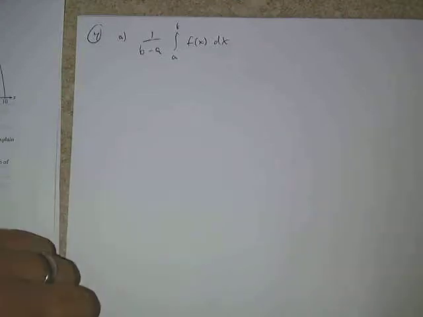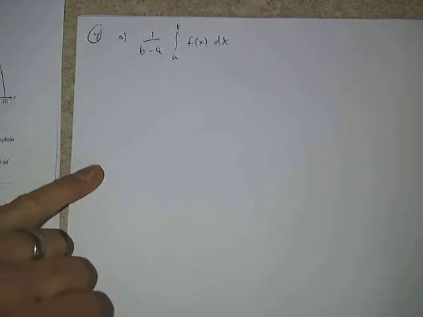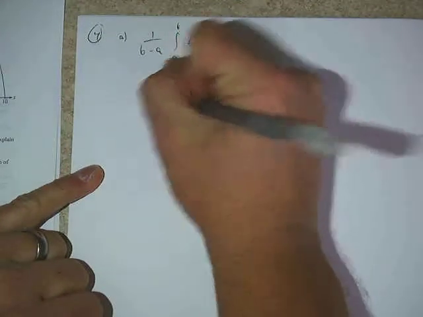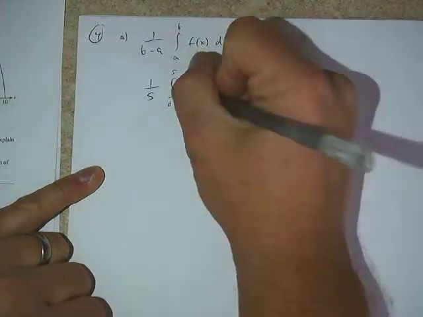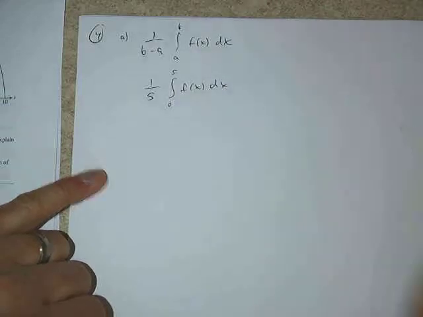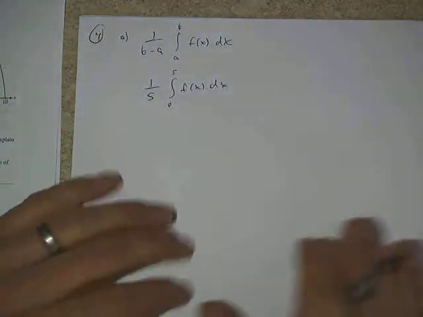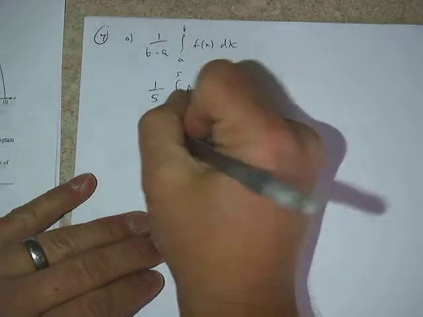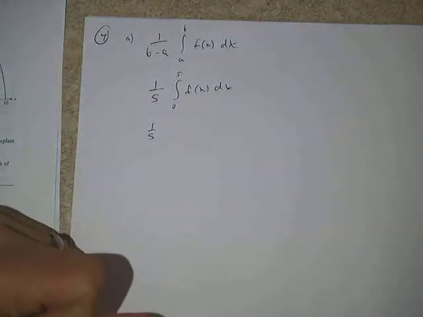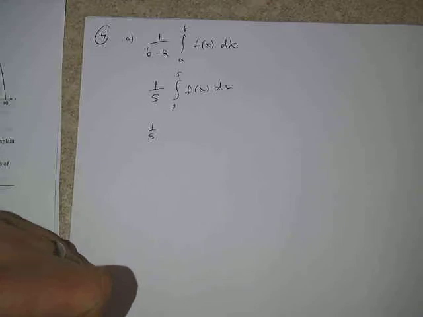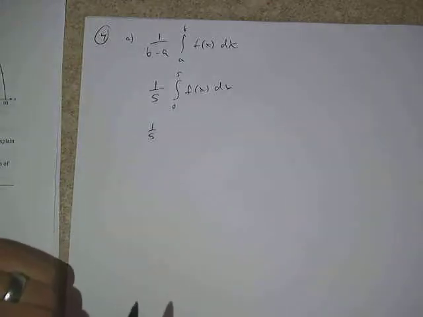Ultimately, we're asking for the average value of our function, and we know that the average value of any function is the following in general. This. And we're looking for the average value on 0 to 5. So we know that 1/5 is out in front. We go from 0 to 5. And we have f of x dx here because our f function is what we want the average value of.